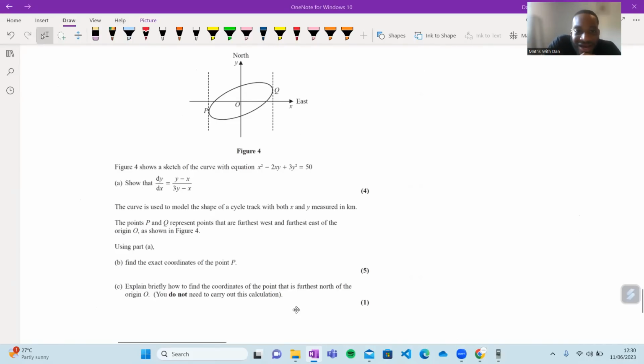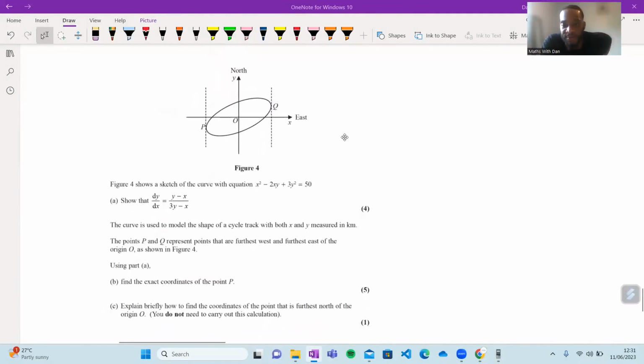Rip this page out. Nah, you're not ripping no page out. You're gonna do everything. I can see lots of 10s. Yeah, good, good, good. Anyways, let's make a start.